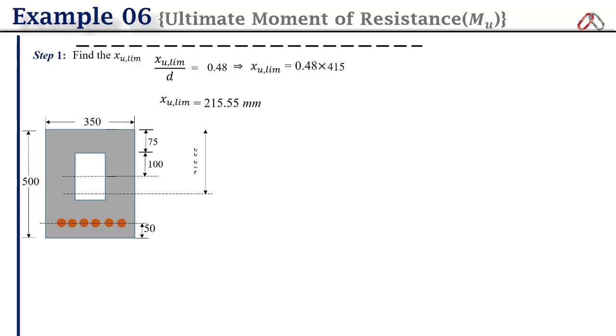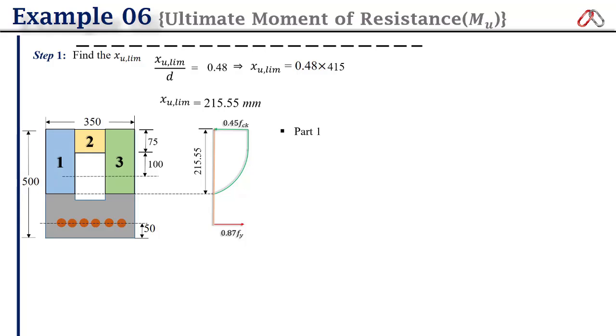The value of x_u,limit is 215.5 mm. If we draw the stress profile for this section, the neutral axis will be at a distance of 215.5 mm. As I have told you earlier, we have to divide the area above the neutral axis under compression into three parts: this is part 1, this is part 2 and this is part 3.